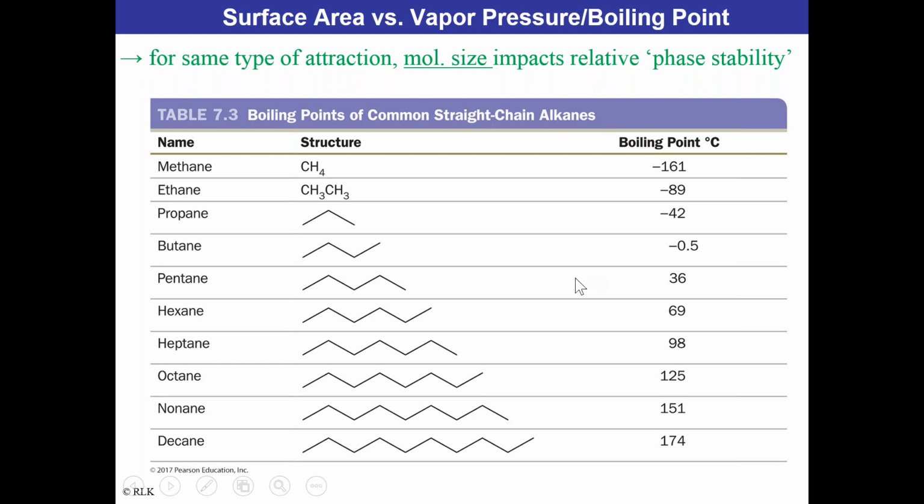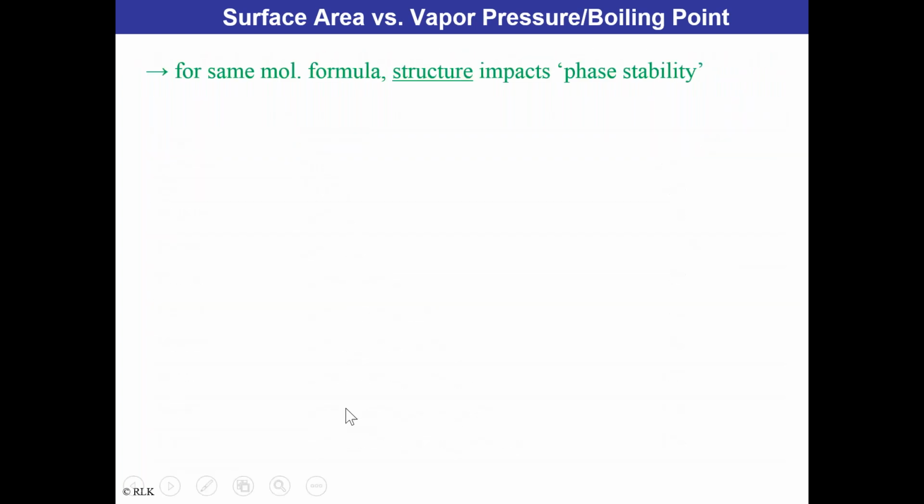So for the same type of attraction, the molecular size impacts relative phase stability. What we mean by that is all of these have London forces as the dominant intermolecular force. So that's what we mean here by the same type of attraction. Then I underline molecular size, meaning the number of carbons. If you go from 1 to 10 carbons, there's an increase in boiling point. So I think that's hopefully pretty clear.